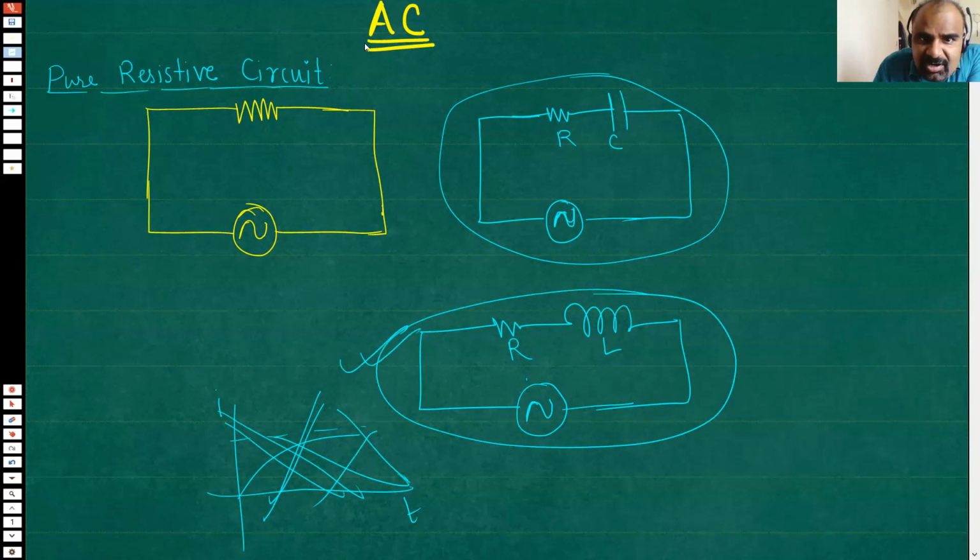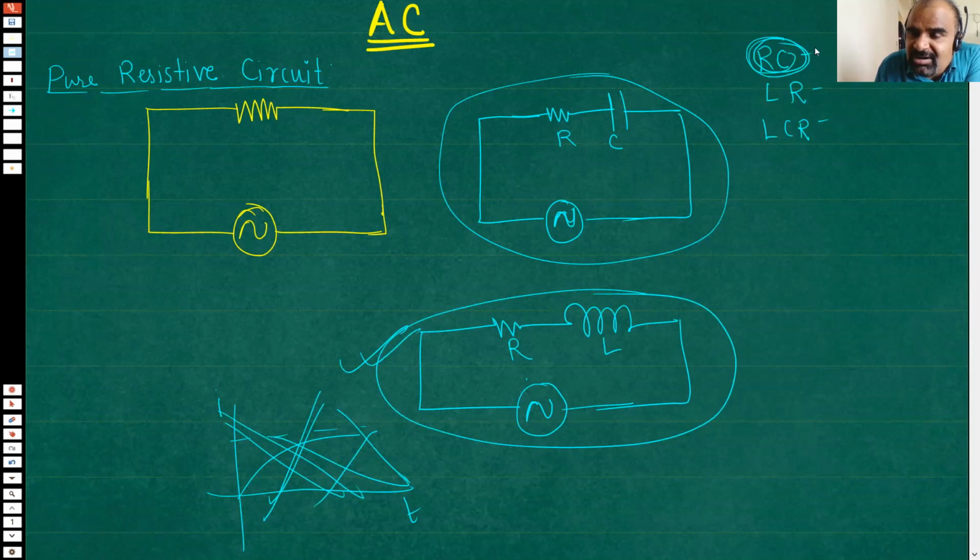So in this chapter of AC, we will study the RC circuit, we will study the LR circuit, we will then study the LCR circuit. But even though the name RC circuit looks like we have already studied it, no, we have not studied it. We have studied the RC circuit connected to a DC source. We have studied the LR circuit connected to a DC source, not connected to an AC source. So this will be very new for us.